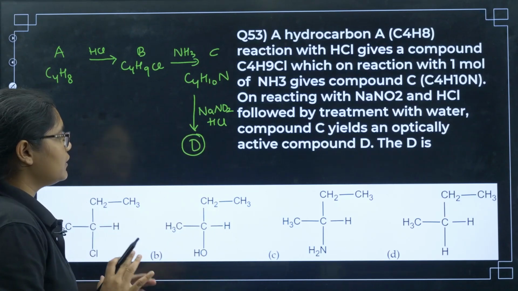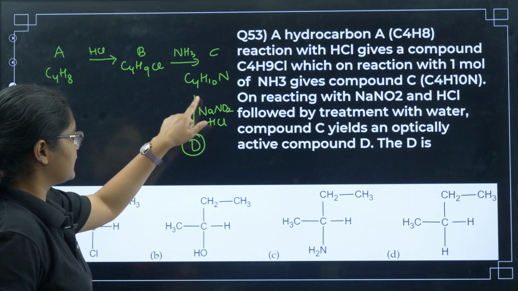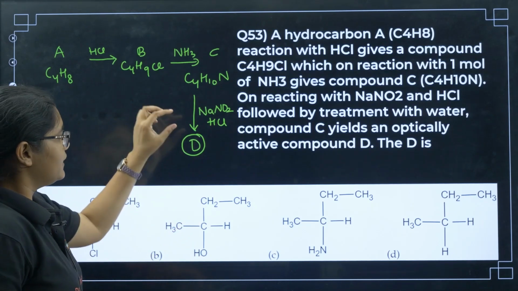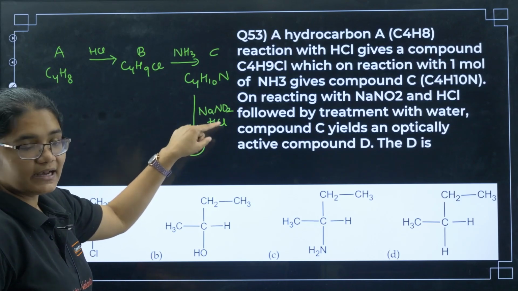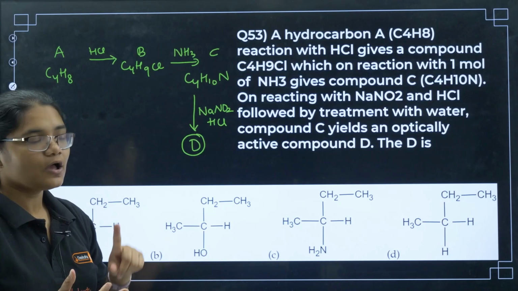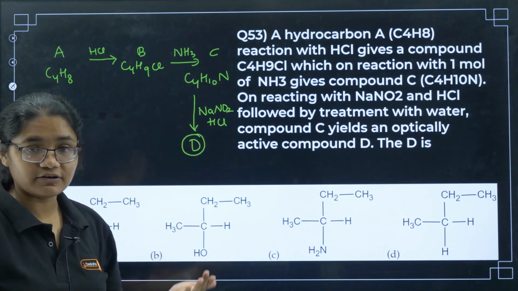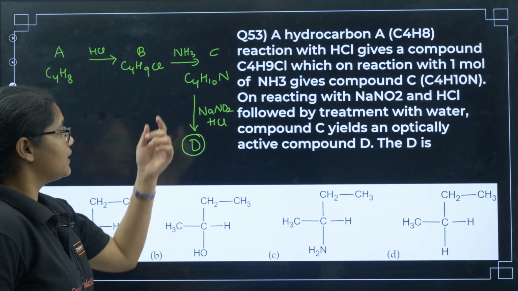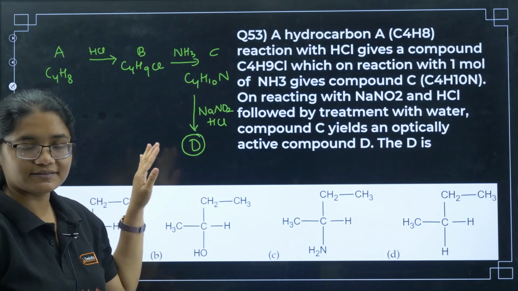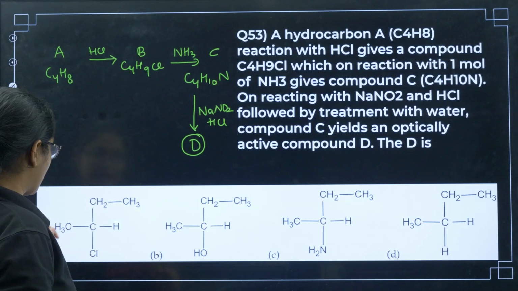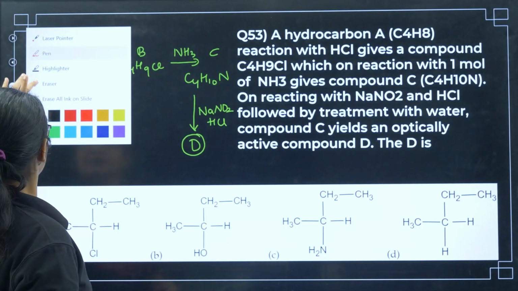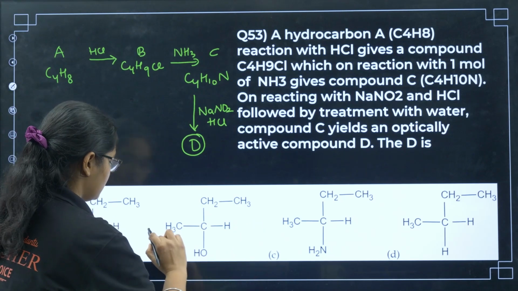Okay, so now if you just imagine, you are taking C4H10N, it is an aliphatic amine, you can guess from here, and if you are treating with NaNO2 and HCl, you are getting amines converting to alcohols, right? Aliphatic amines with NaNO2 and HCl, or with nitrous acid, get converted to alcohols. So I will get an alcohol. So D is definitely an alcohol product, and I have only one option with an alcohol product, so that is why the correct answer will be option number B.